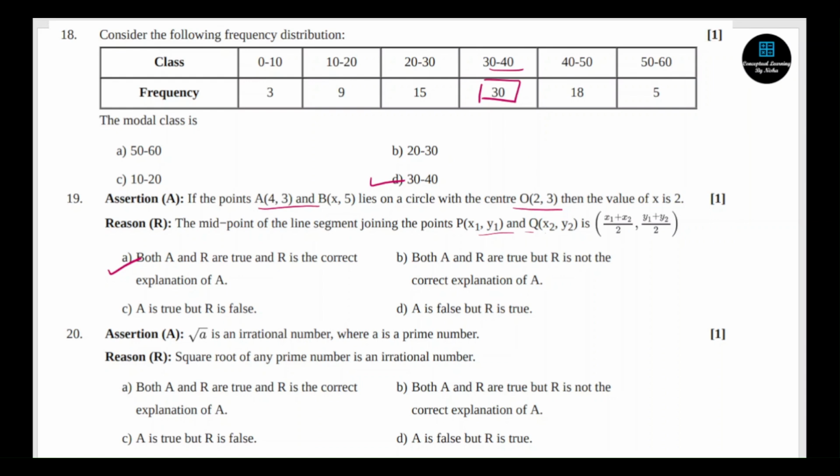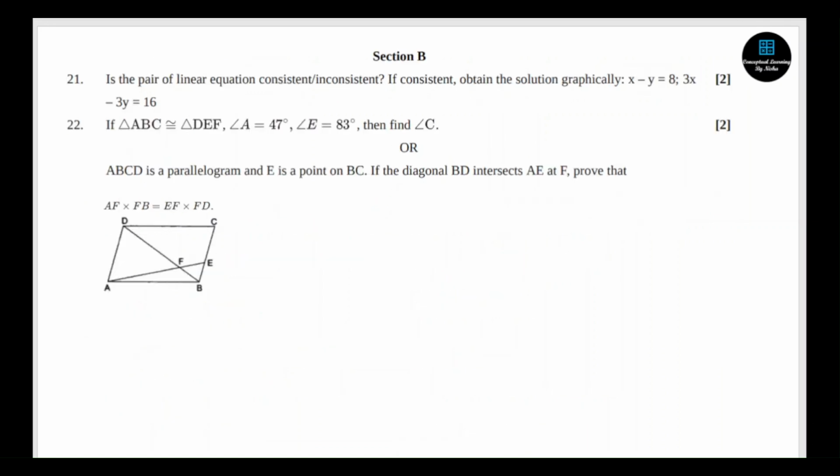Okay. Now root A is an irrational number where A is a prime number. Square root of any prime number is an irrational number. Both are true, right? We learned this, correct? Okay. So we are done with the MCQs, right? I hope you have solved with me. Now let's start solving section B.